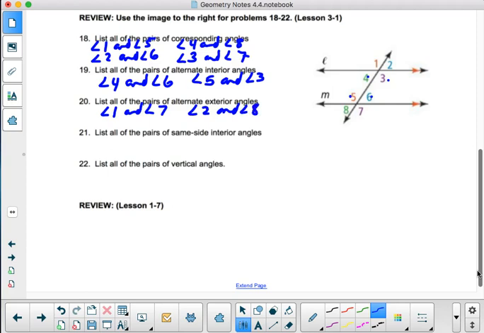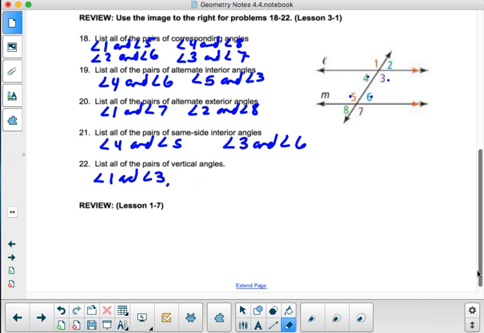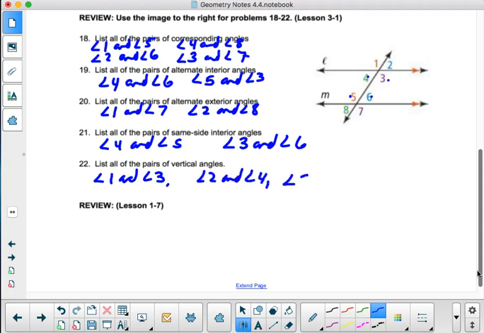Now list all the pairs of same side interiors. So angle 4 and angle 5. And then I've got angle 3 and angle 6. And then in 22 here, list all the pairs of vertical angles. I've got angle 1 and angle 3, angle 2 and angle 4, angle 5 and angle 7, and angle 8 and angle 6.